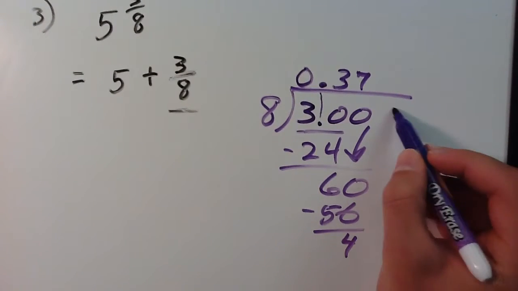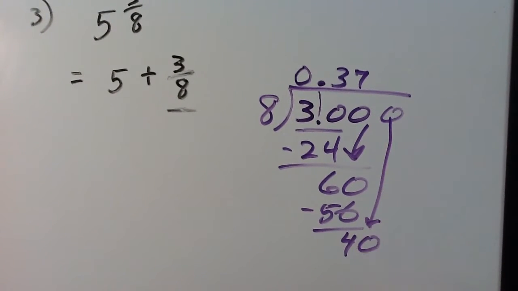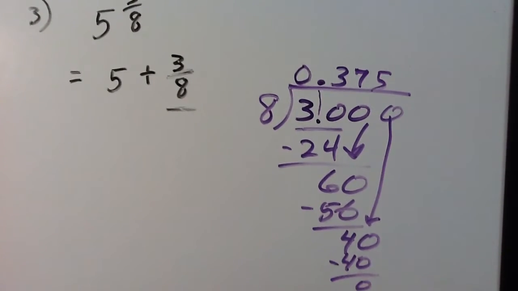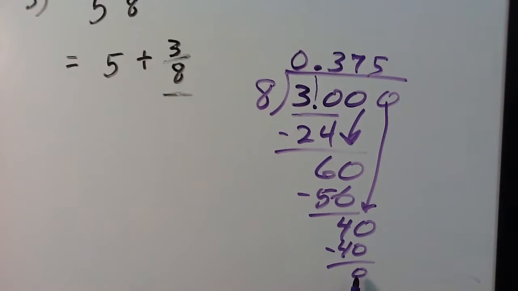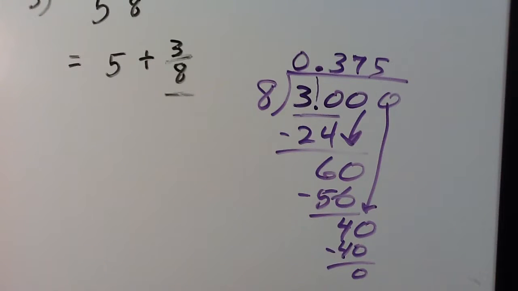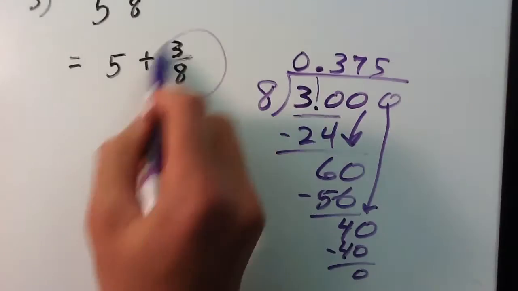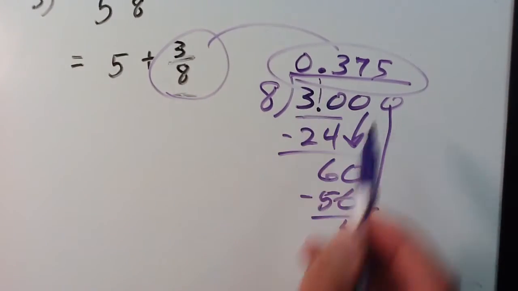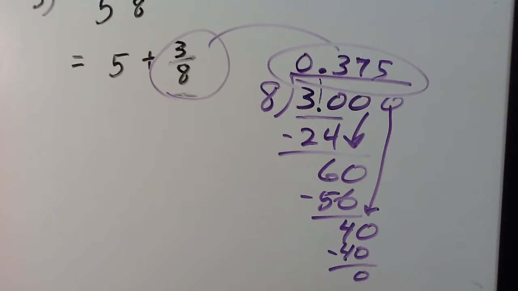Now I have to add a placeholder 0 so that I can bring it down and continue dividing. And 8 goes into 40 exactly 5 times. Okay, and as you can see, I get remainder 0, which tells me this is a terminating decimal. So 3/8 in decimal form is 0.375, right?